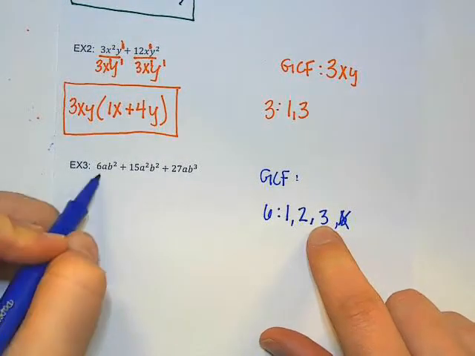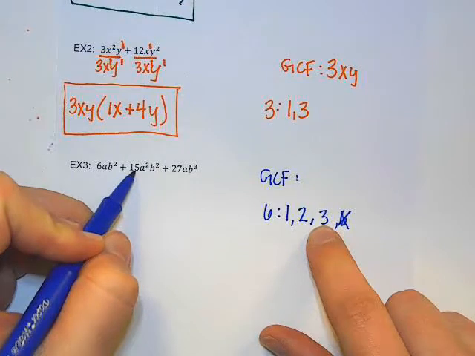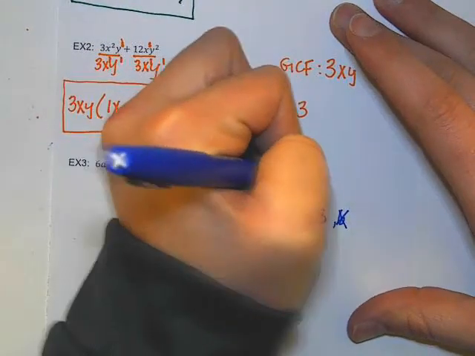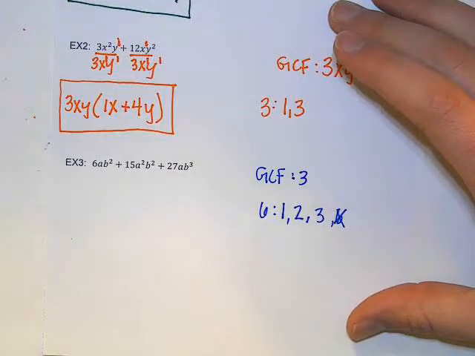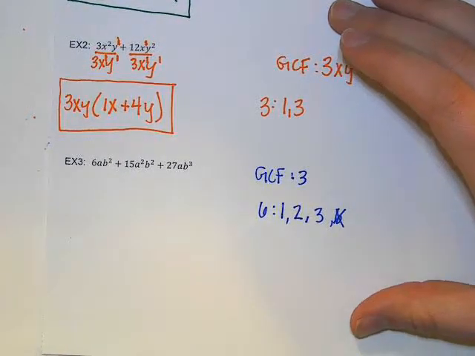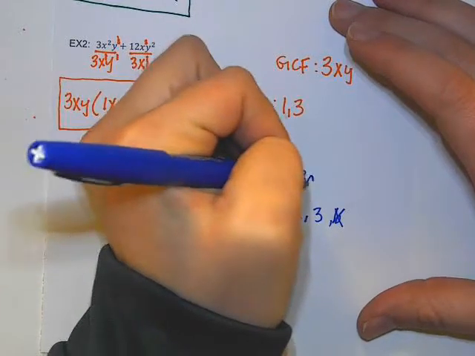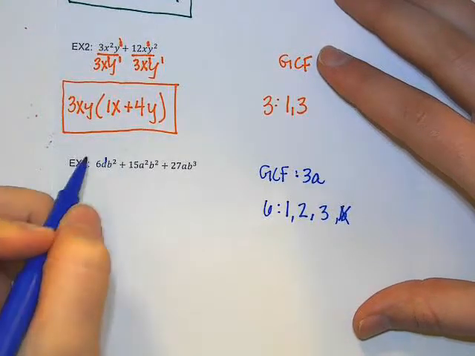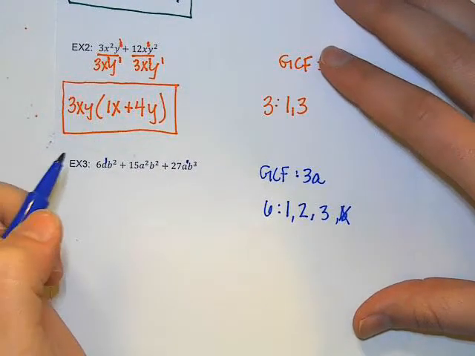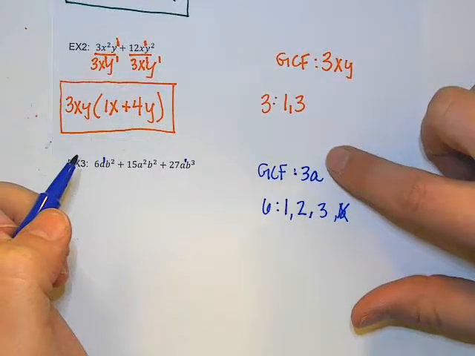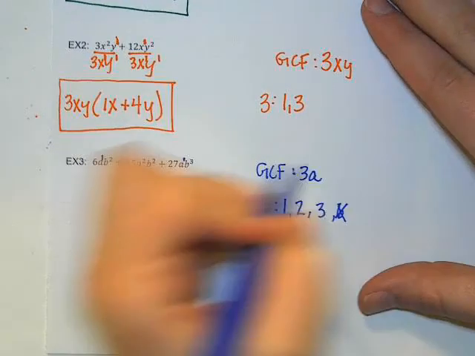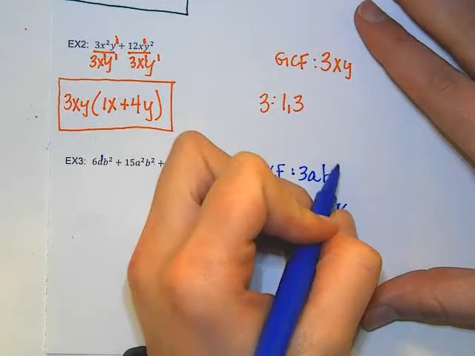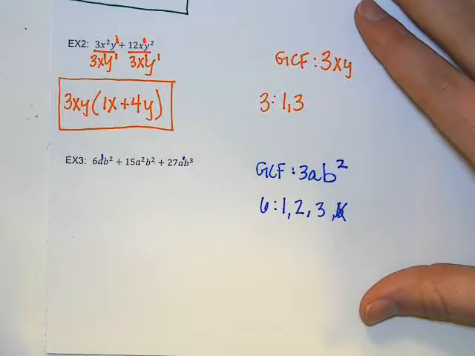Then move to 3. Can 3 go into 6? Yes. Can 3 go into 15? Yes. Can 3 go into 27? Yes. So my GCF is 3. Do they have any common variables? Maybe. A and B. Start with A. Smallest exponent for my A's is a 1, a 2, and a 1. So it's 1. So I'm just going to leave an invisible 1 up here. Then B. Smallest exponent, 2, 2, or 3? 2. So this B's got to be squared, because that's the smallest exponent.